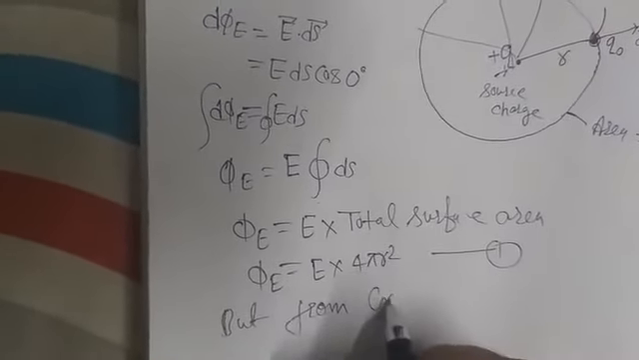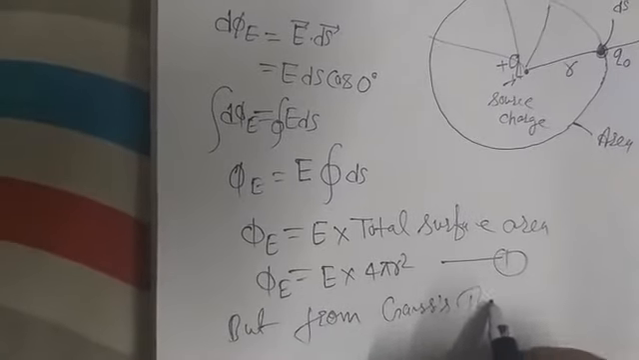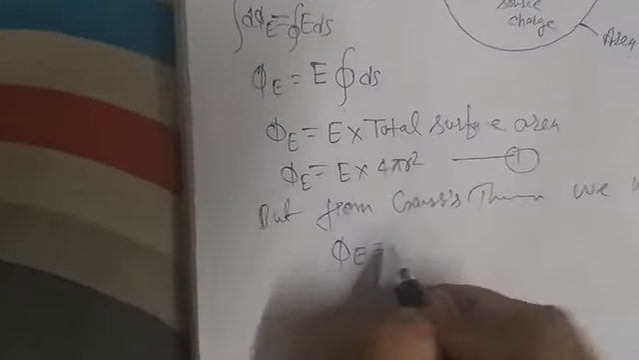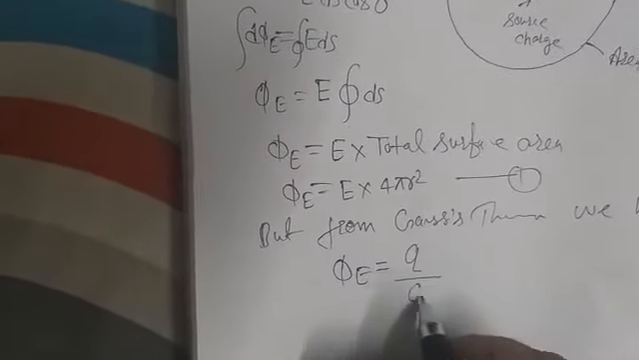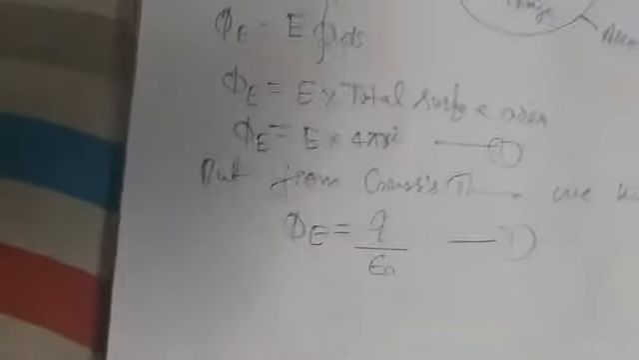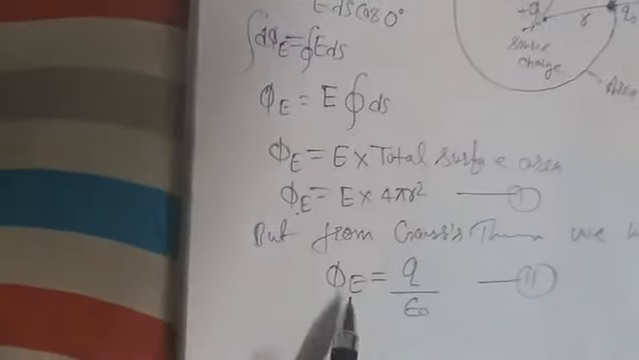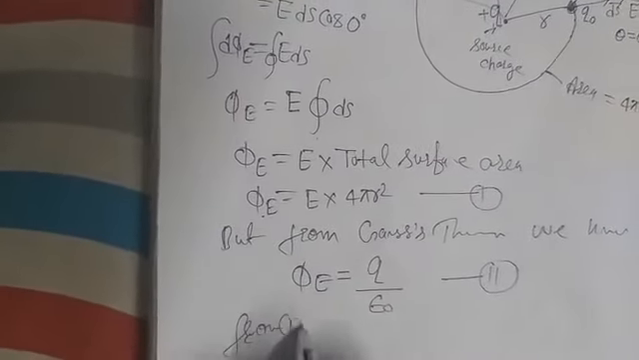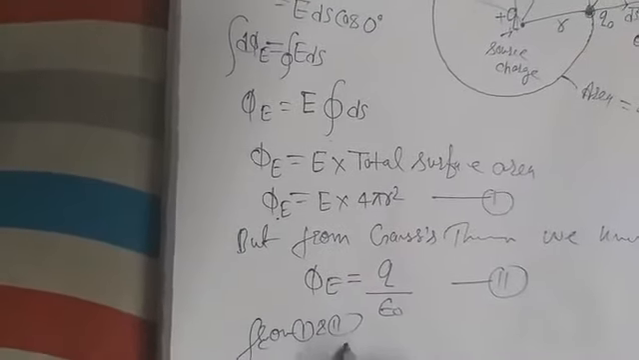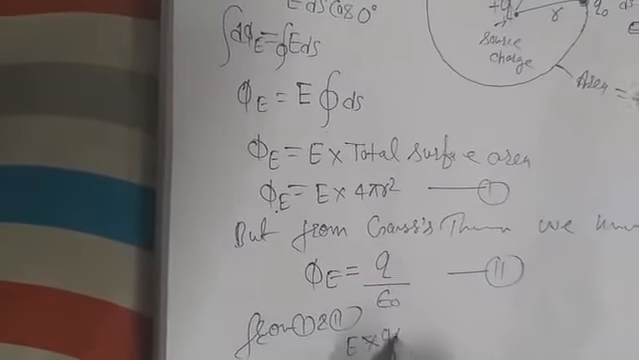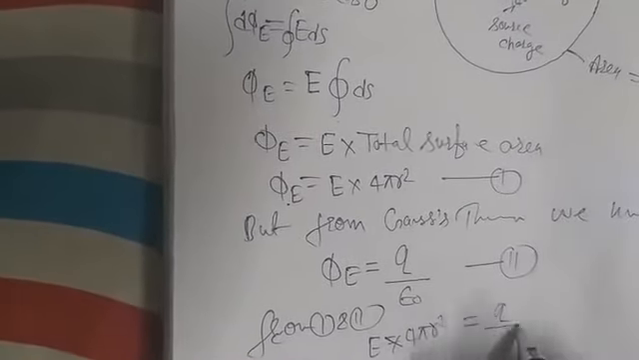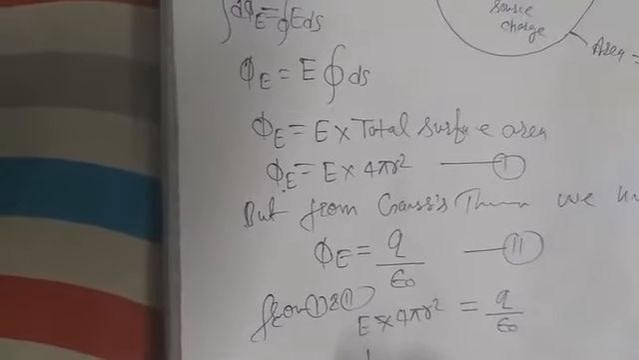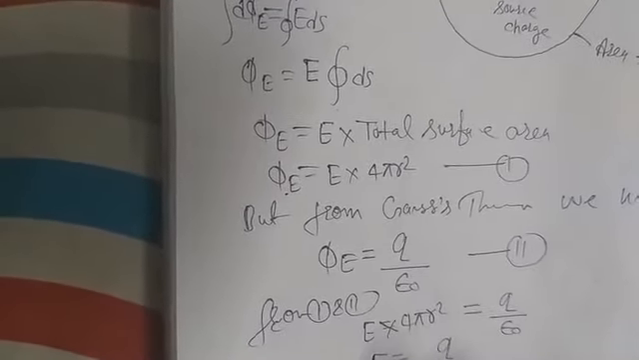Okay, but from Gauss theorem we know phi E is equal to Q upon epsilon naught. So this is the flux due to this charge, and this is also the flux due to this charge. We can equate these. So from equation first and second, can we write E into 4 pi r square is equal to Q upon epsilon naught. Okay, so what is the value of E here?